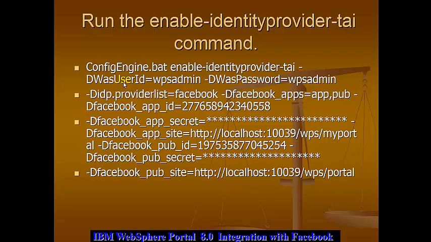Now this information I have to register in IBM WebSphere Portal. How to register this information in IBM WebSphere Portal? I have to run a command for config engine, that is enable identity provider type. Let's take the information of app ID and app secret of the registered Facebook app into the IBM WebSphere Portal. Let's see how to run this command.